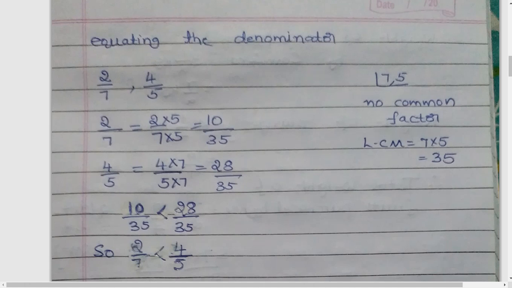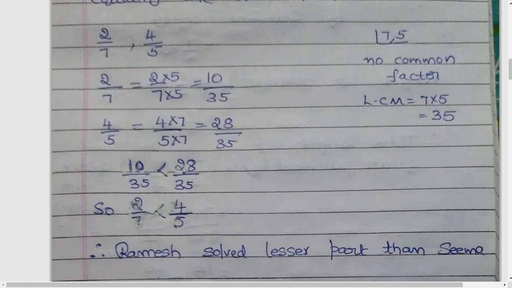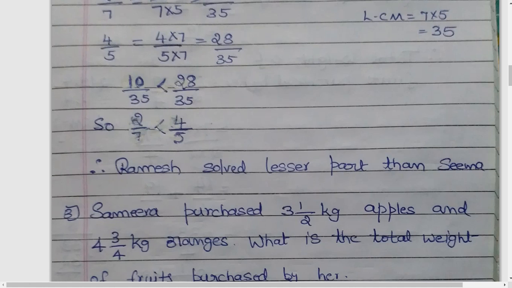2 by 7 is smaller than 45. 2 by 7 is the time taken by Ramesh. So Ramesh solved lesser part than Seema. So next question, Samira purchased 3 1 by 2 kg.